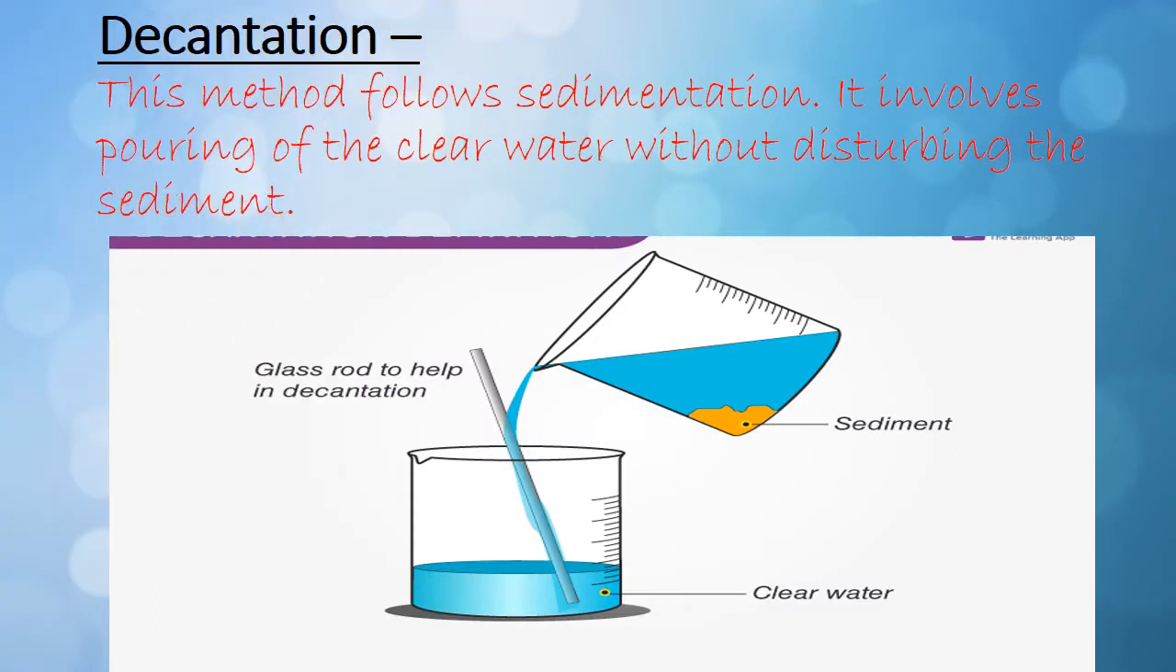Second one is decantation. This method follows sedimentation. After sedimentation comes decantation. As we saw, the mud was settled down and on the top clear water was there. So now we will pour off the clear water without disturbing the sediment. So this is the method of decantation.